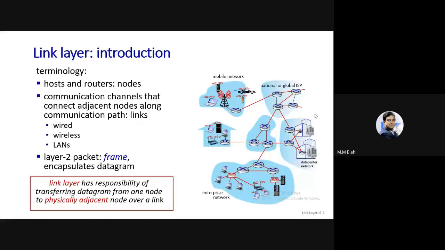Okay, so from source to destination, if there are 10 links, then each of the 10 links will have one data link layer protocol. Maybe the same data link layer protocol works in different links, but every protocol is different.